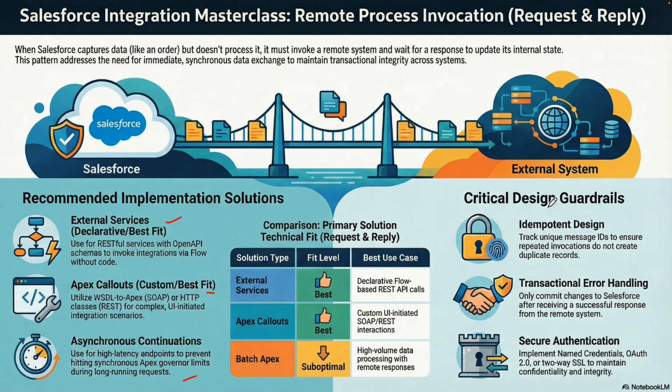We also discussed the design guardrails, right? Idempotent design is a must. Transactional error handling is a must. Only commit the changes to Salesforce after receiving a successful response from the remote system, right? And again, as you are doing the outbound integration, it is your responsibility to implement the named credential, right? The external system should follow OAuth principles as well. That is recommended, or two-way SSL to maintain confidentiality and integrity.